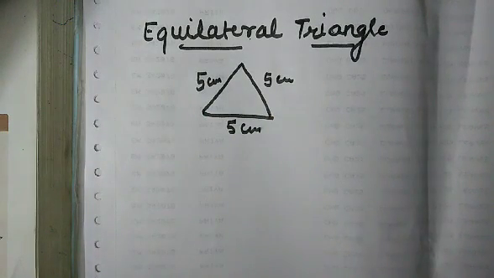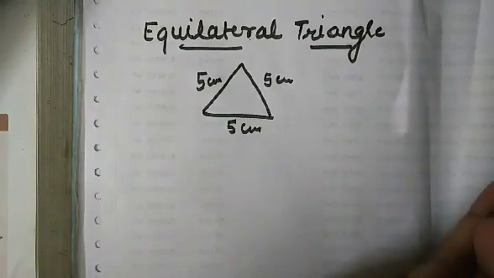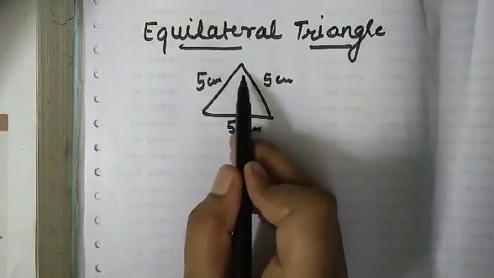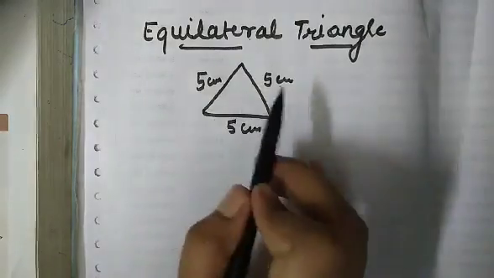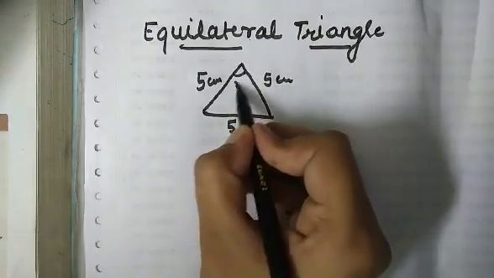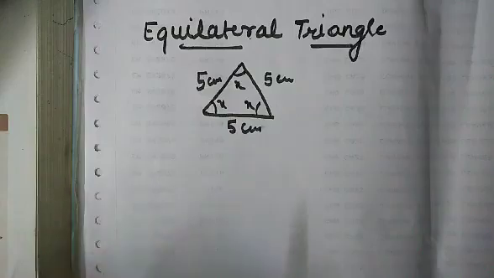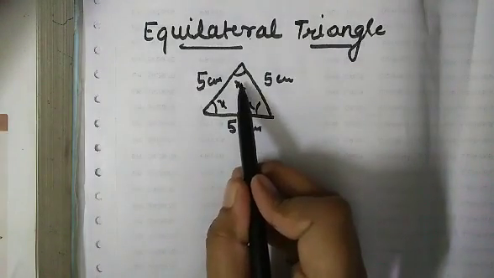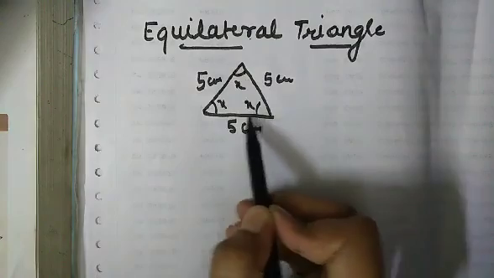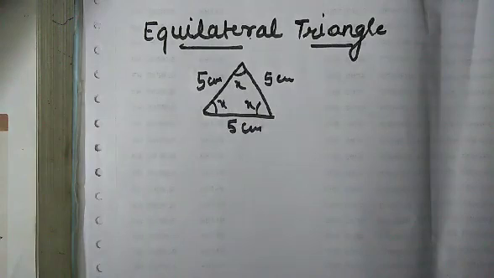This is an equilateral triangle. So some important properties of an equilateral triangle are: all the sides are equal. Second, all the angles are also equal, and each is 60 degrees. How can you say that they are 60? Because if you apply the angle sum property, x plus x plus x is equal to 180, so x equals 60. So the measurement of each angle will be 60 degrees in an equilateral triangle.